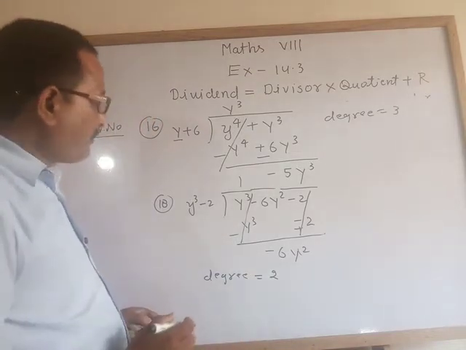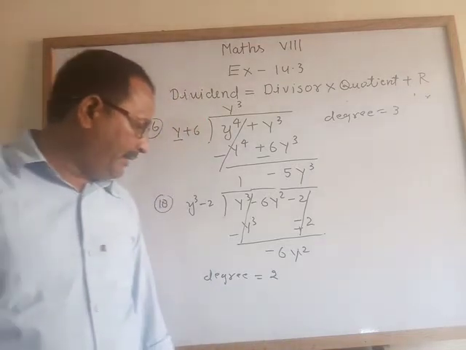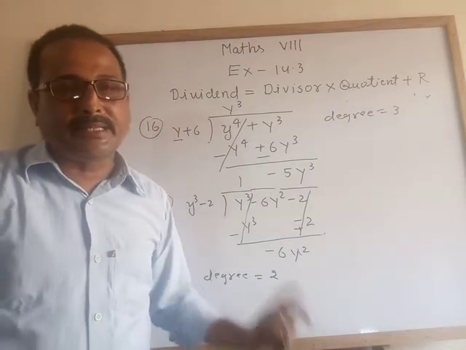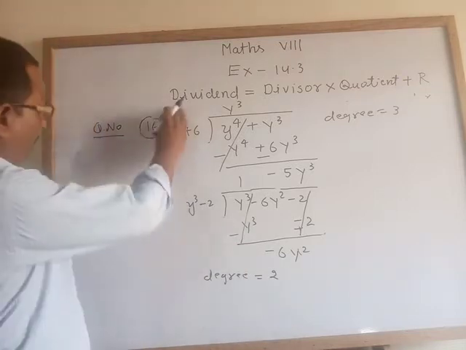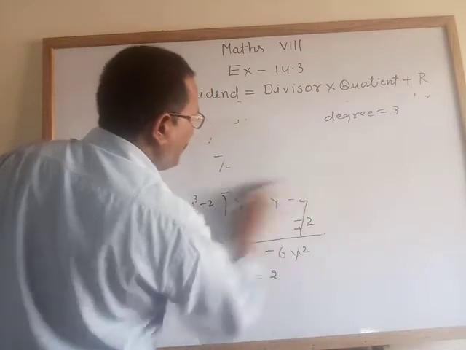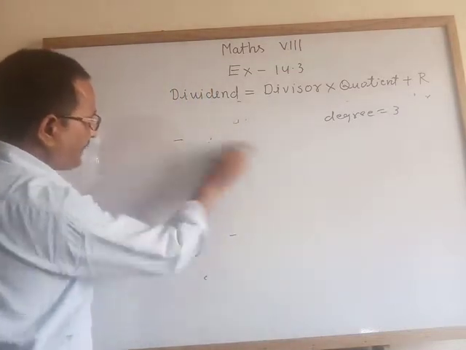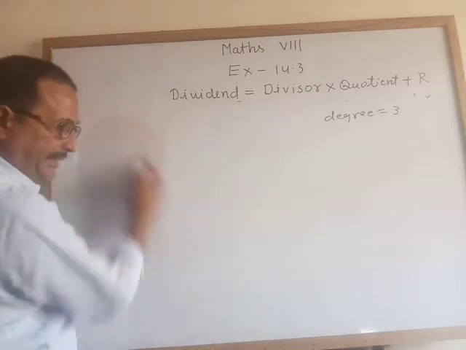Now from question number 20, it is given: find whether the first polynomial is a factor of the second or not. You have to first find, then give your answer yes or no. It will be a factor when the remainder is 0. By division you can find whether it is a factor or not.